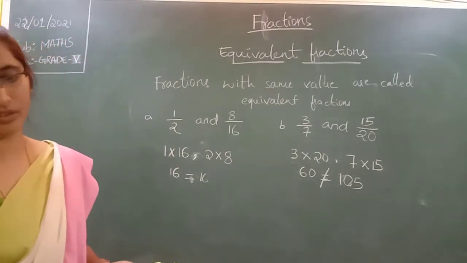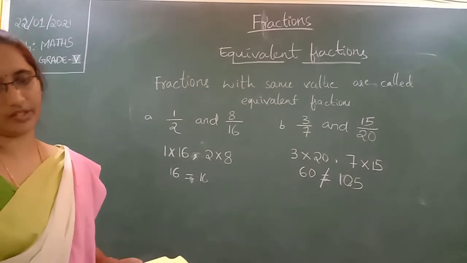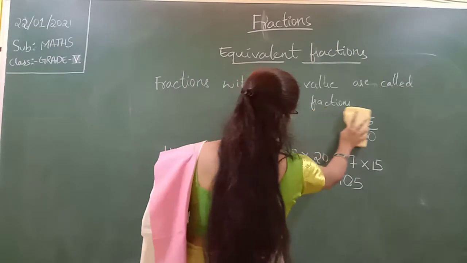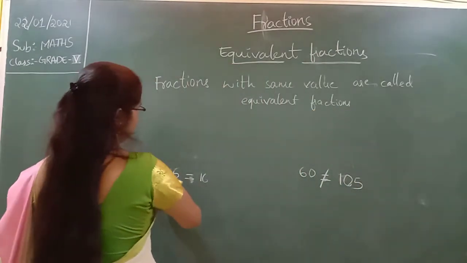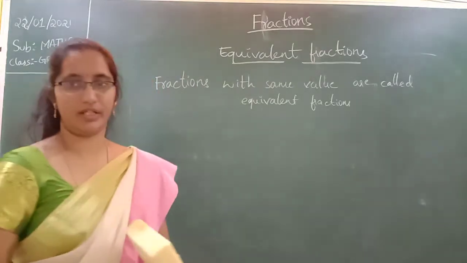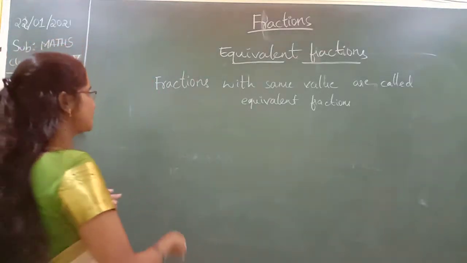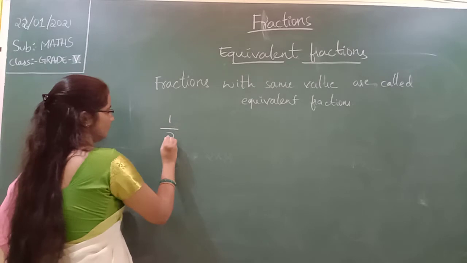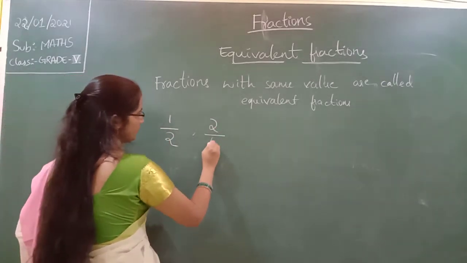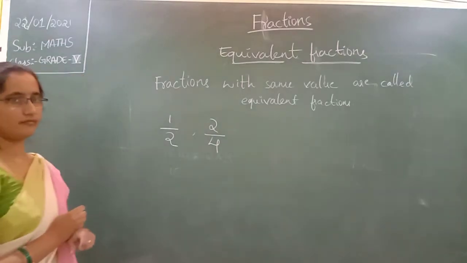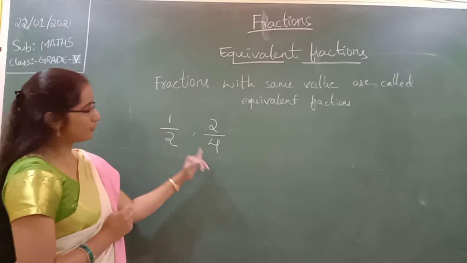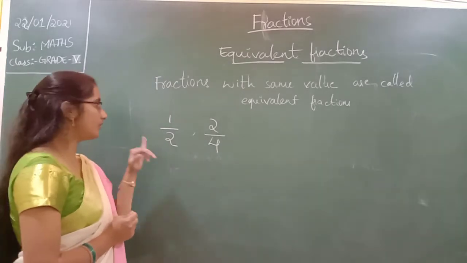Next, what is the topic? Forming equivalent fractions. How do you form an equivalent fraction from a fraction? Suppose we take the previous example, 1 by 2. We got 2 by 4 as the same. So how will you form 1 by 2 into 2 by 4? This is the equivalent fraction of 1 by 2.